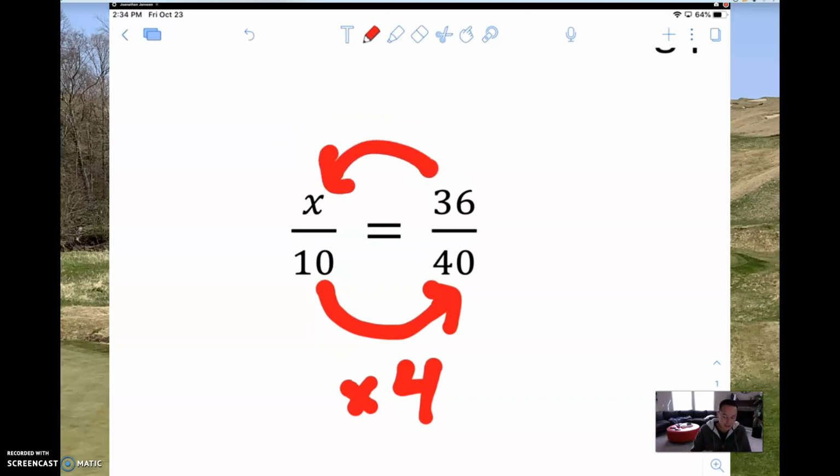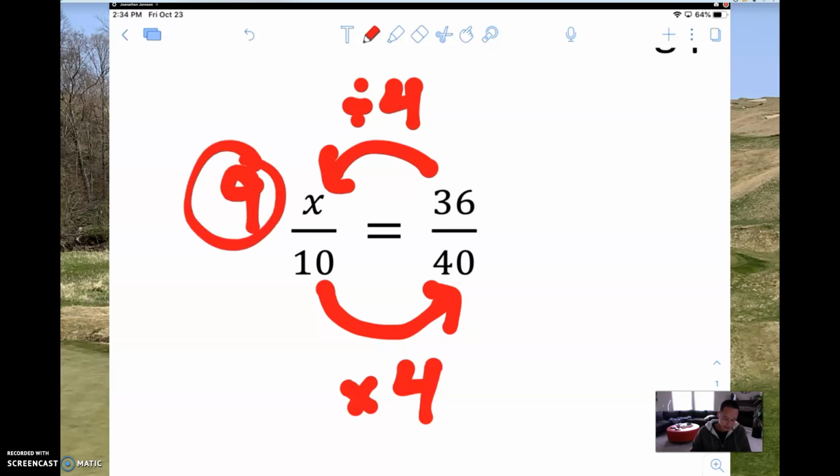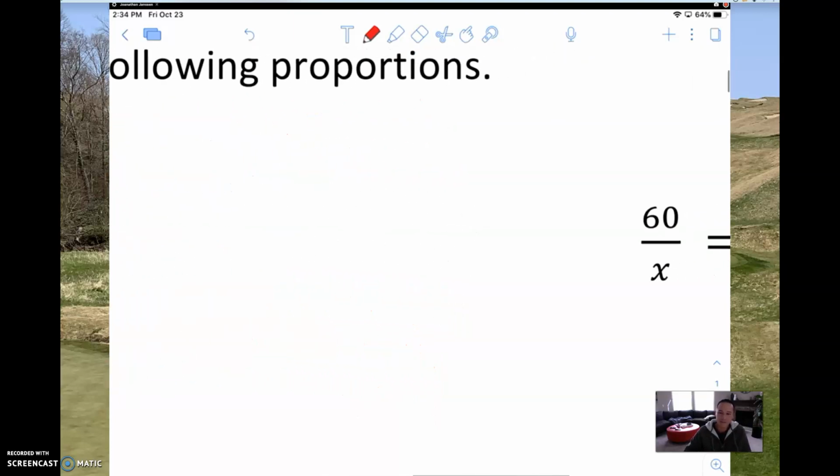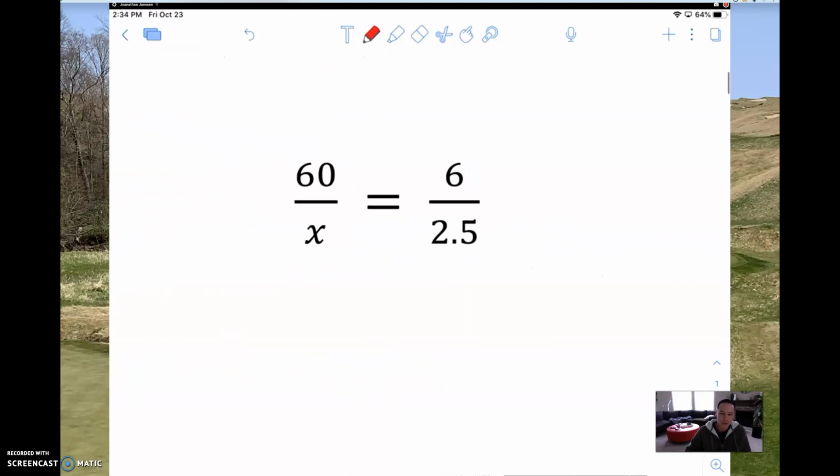So we're going the opposite direction now. We can divide it by 4, and that gives us a 9. So x would equal 9 in this case. So 9 over 10 equals 36 over 40. You'll notice that this right side is just 4 times bigger than the left side on the top and bottom. And let's look at one more.